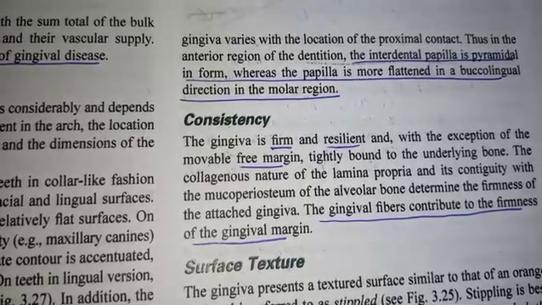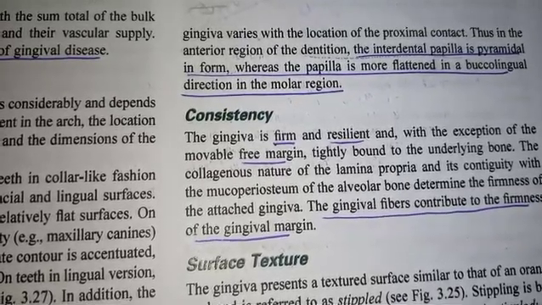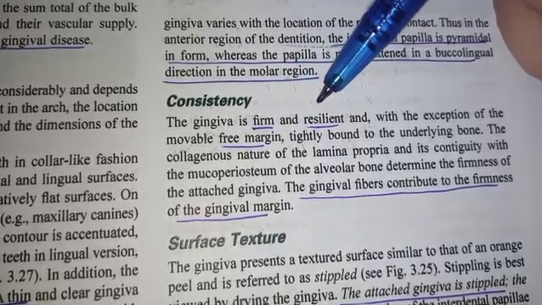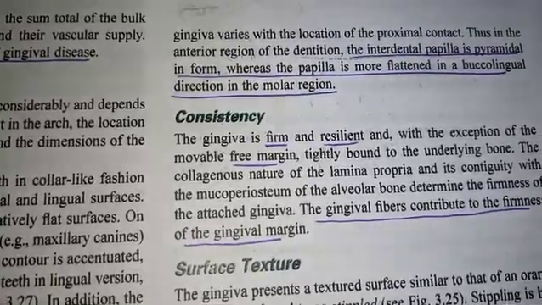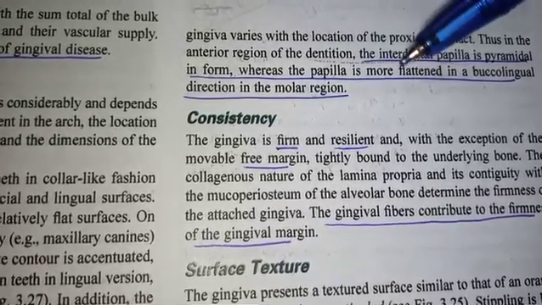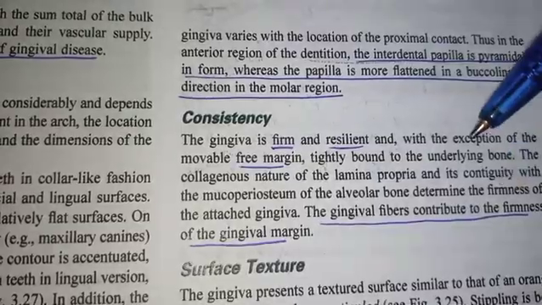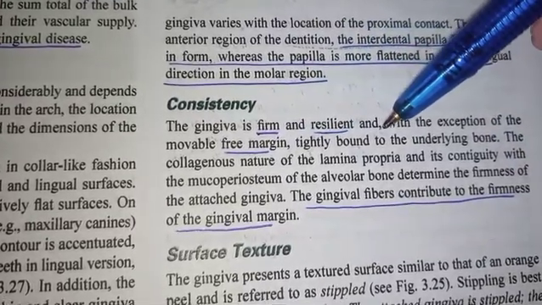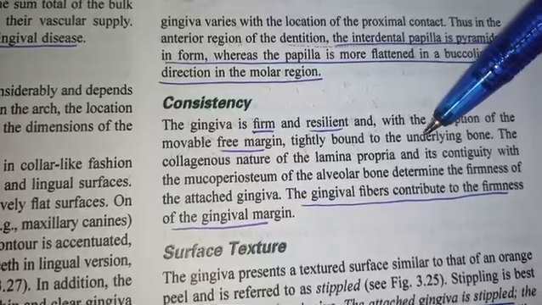Starting with another important feature, which is consistency. The gingiva is firm and resilient, due to its firmness and resilient feature. It resists many things actually. With the exception of the free margins, it is also tightly bound to the underlying connective tissue.